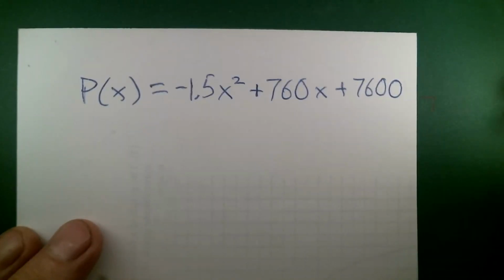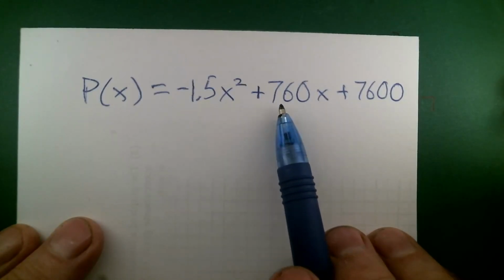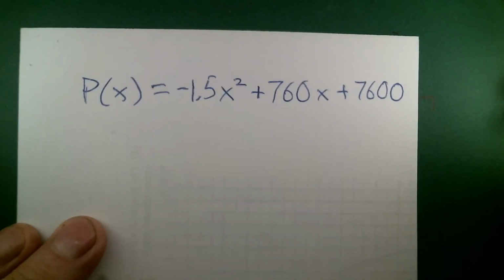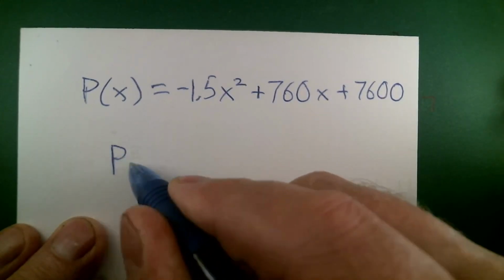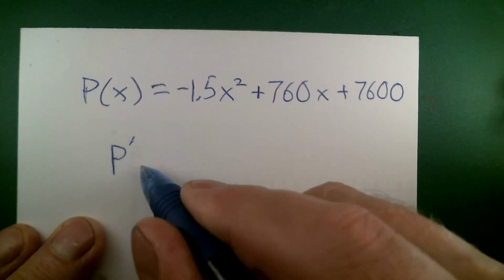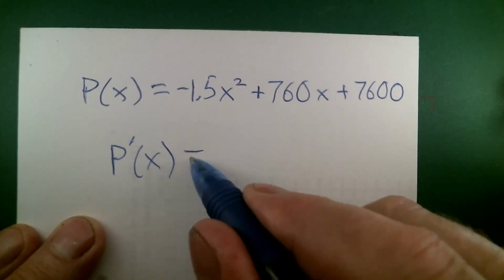Quick edit. I messed up the sign of that term, so it's actually plus 760x. And the next thing we're asked to do is find the marginal, which is just a synonym for taking the derivative. So we want p prime of x.